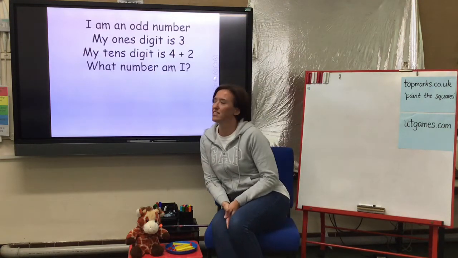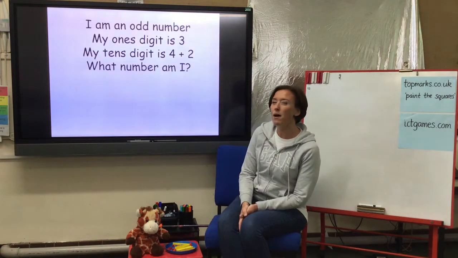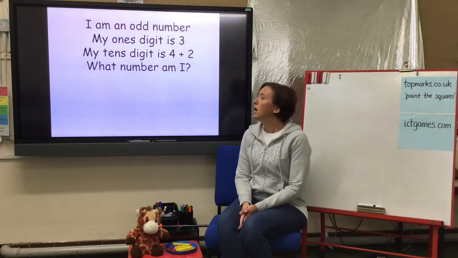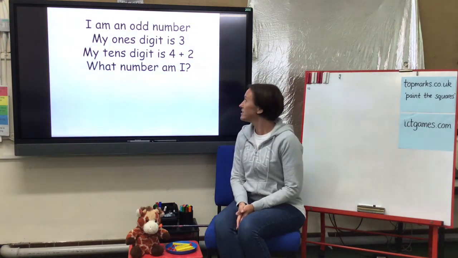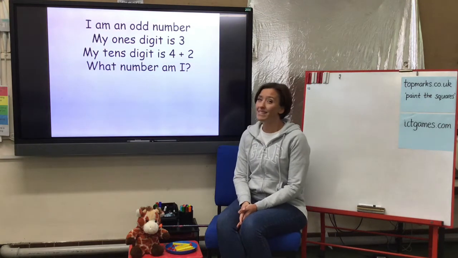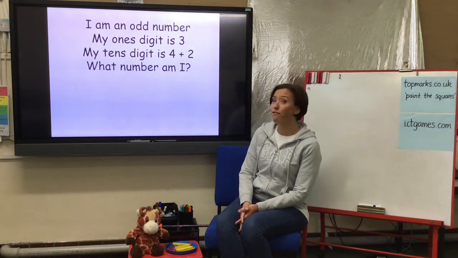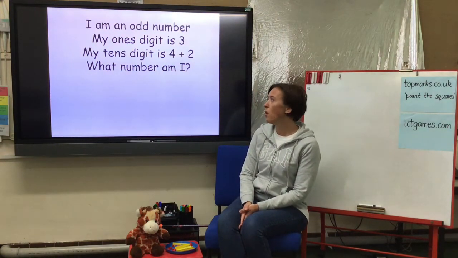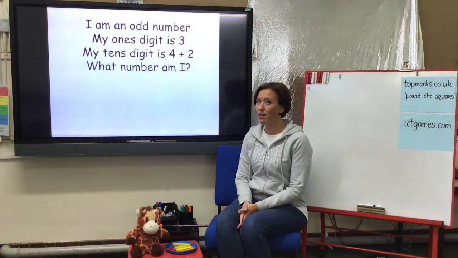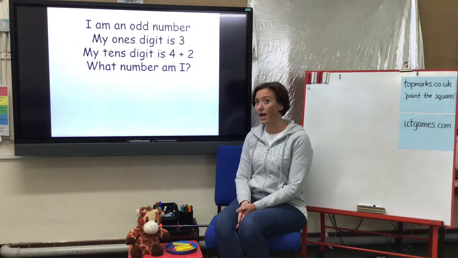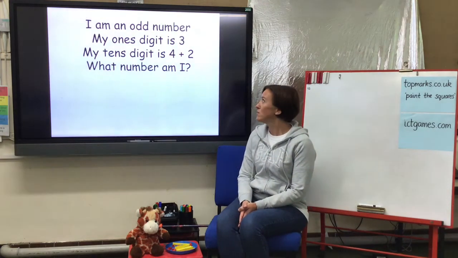Okay, the first riddle says, I am an odd number. My ones digit is 3. My tens digit is 4 add 2. What number am I? Okay, have a little think. Pause the video if you need a little bit more time. What do you think it could be?